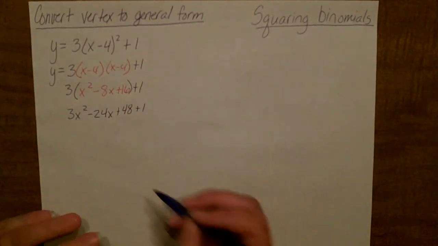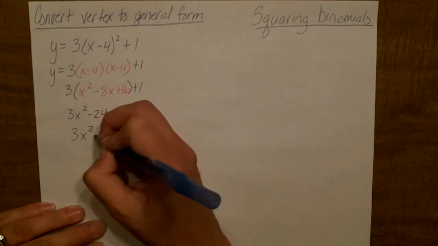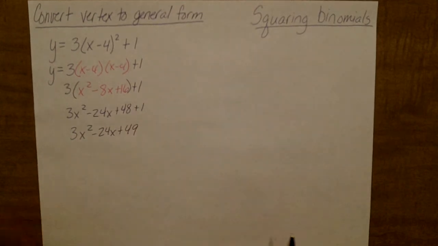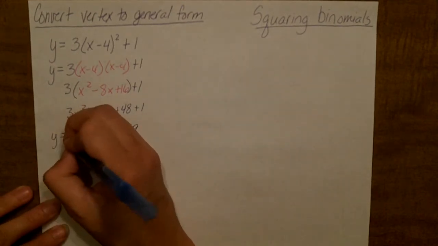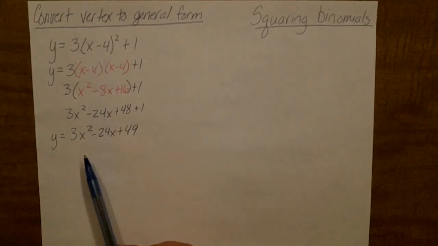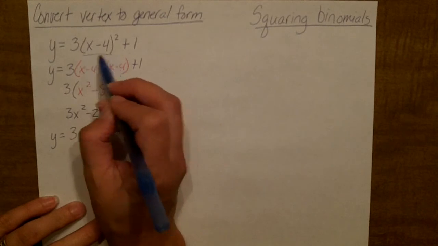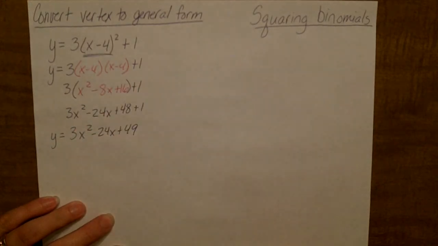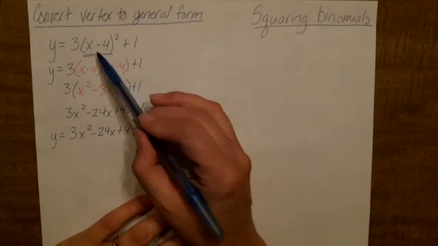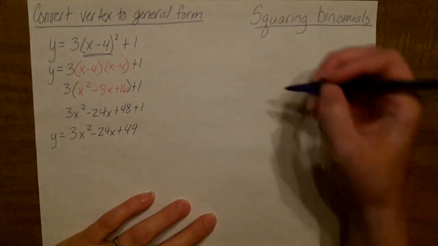I can combine my like terms. I end up with 3x squared minus 24x plus 49. So I have my general form equation. Every time I convert from vertex form to general form, I will have a perfect square that I have to multiply out. After you multiply some binomials that are squared, you start to notice a pattern.